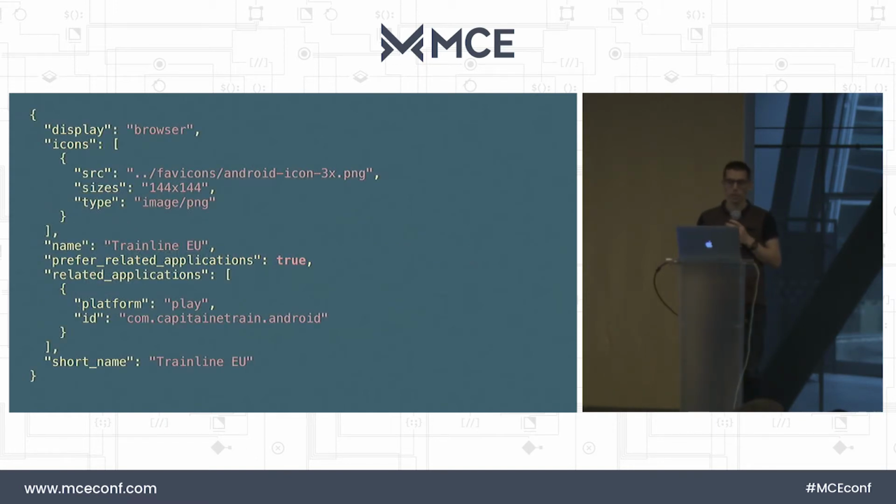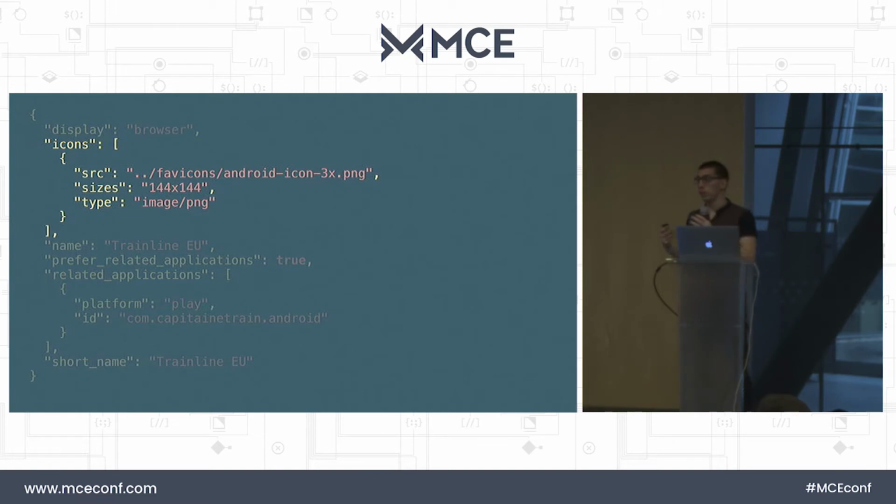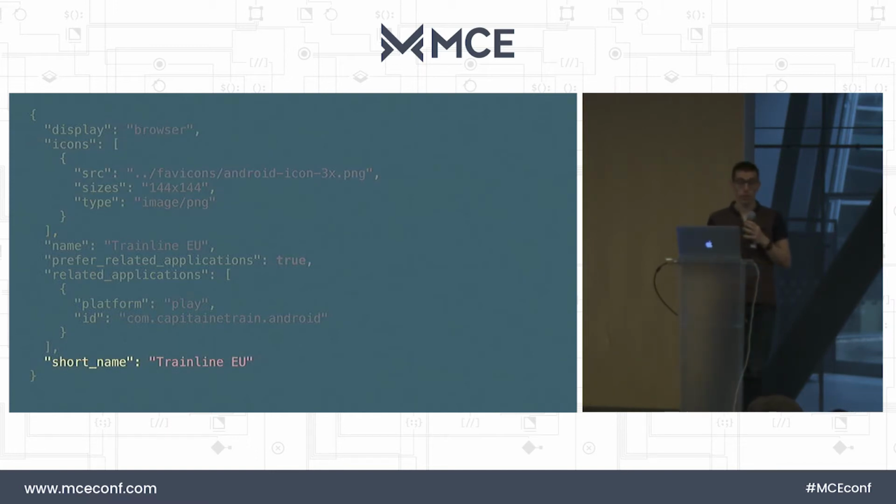So what does this file contain? Well, it contains some JSON information, obviously, that defines your application. In it, you will find a bunch of icons, like icons for this size, which is 144, but you can have several sizes. It will also contain a short name, which is the name of your application. In our case, it's Trainline EU for Europe.